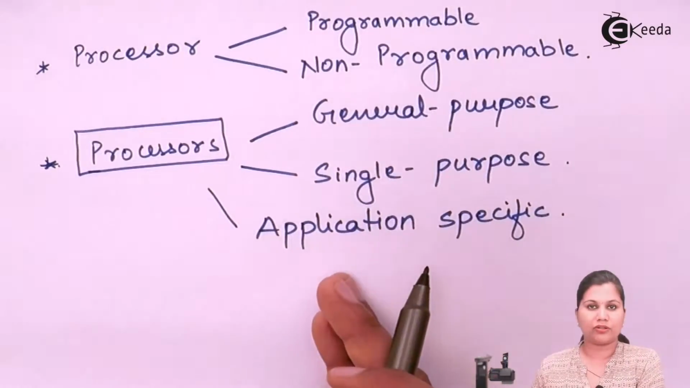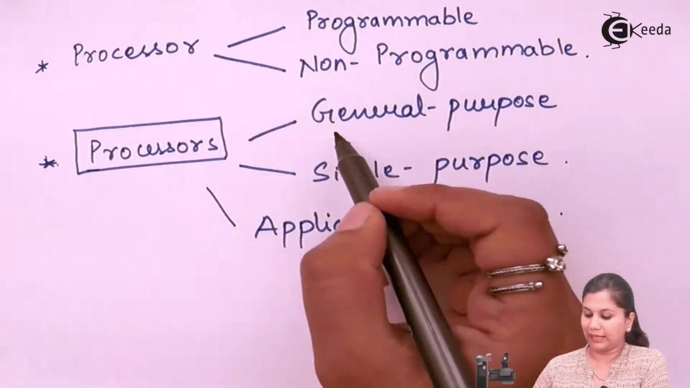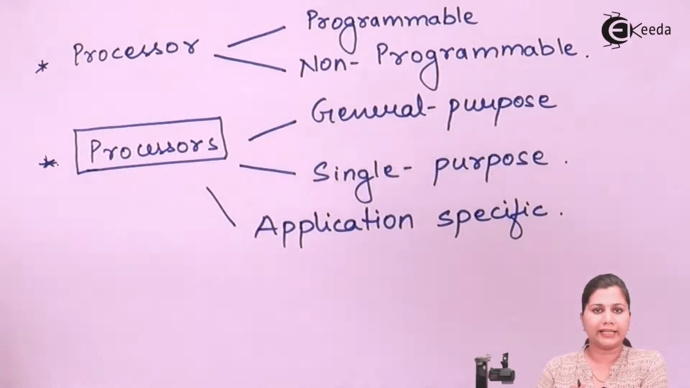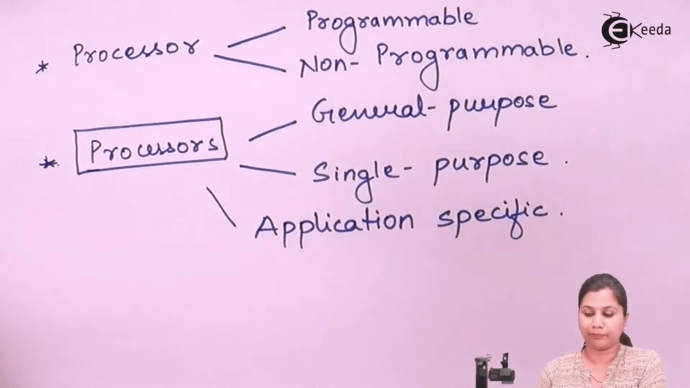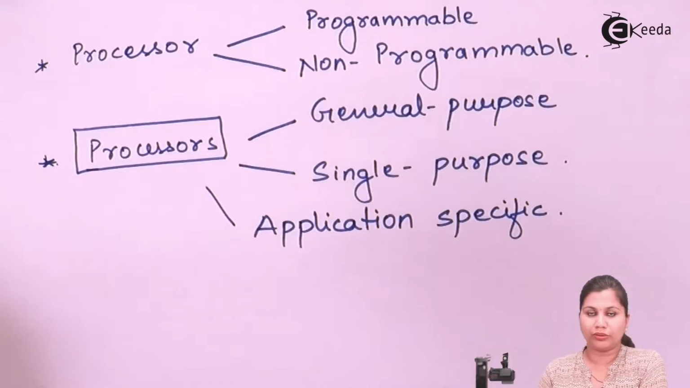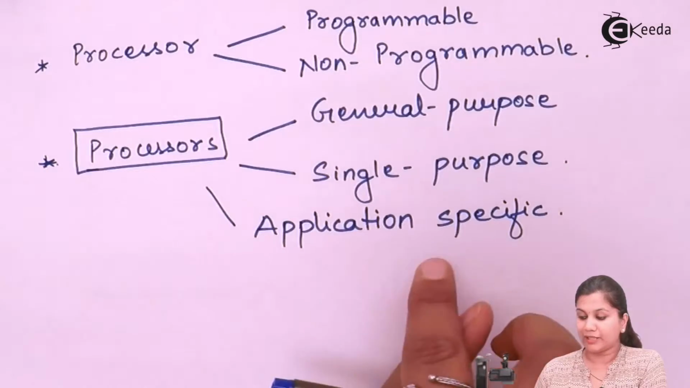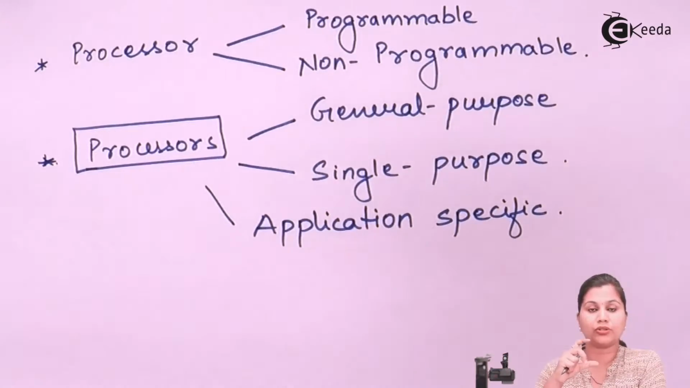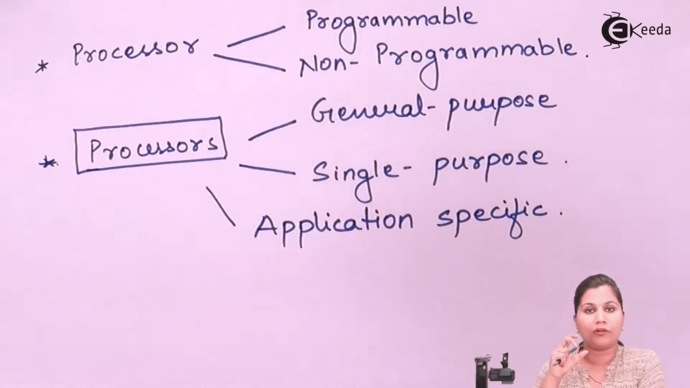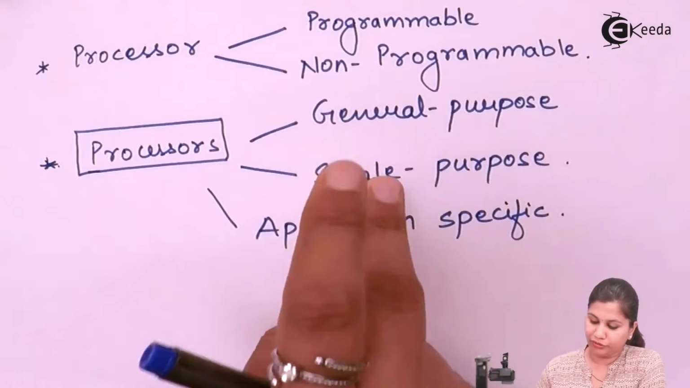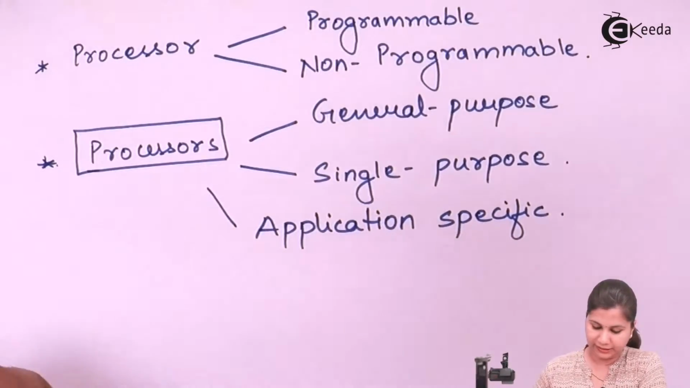By these terms also you can understand the meaning. General purpose processors means that they can be used for any type of application. Single purpose means that they are used for one particular application only. Application specific processors means those processors which are used for that specific application only. So we will study these processors in detail.